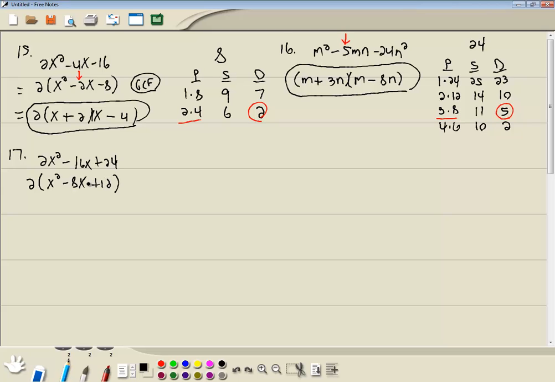Now looking at what's inside the parentheses, we've got x squared, x, no number in front of our x squared. That's PSD. So we're going to take the number at the end, 12, and come up with our 3 columns. All products that give us 12: 1 times 12, 2 times 6, and 3 times 4. Sum column, when I add those together: 1 plus 12 is 13, 2 plus 6 is 8, 3 plus 4 is 7. Difference column, subtract smaller from larger: 12 minus 1 is 11, 6 minus 2 is 4, 4 minus 3 is 1.